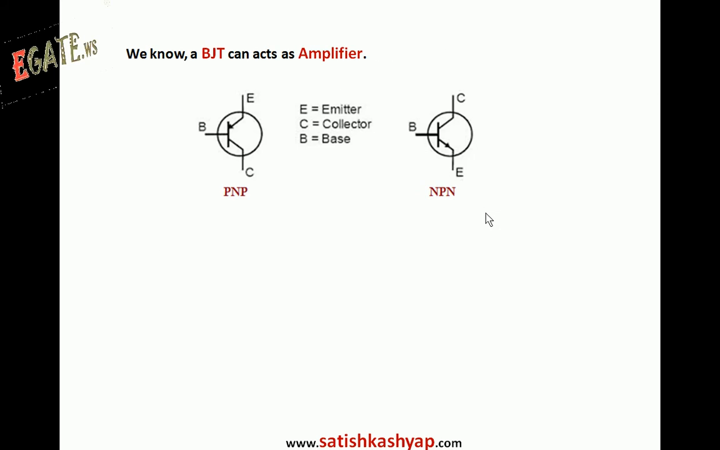And we know that a BJT can act as an amplifier, and a BJT can be either PNP or NPN, consisting of three terminals: emitter, base and collector as indicated. We can differentiate whether it is PNP or NPN based on the arrow direction. If the arrow goes in, it is PNP; if the arrow goes out, it is NPN.